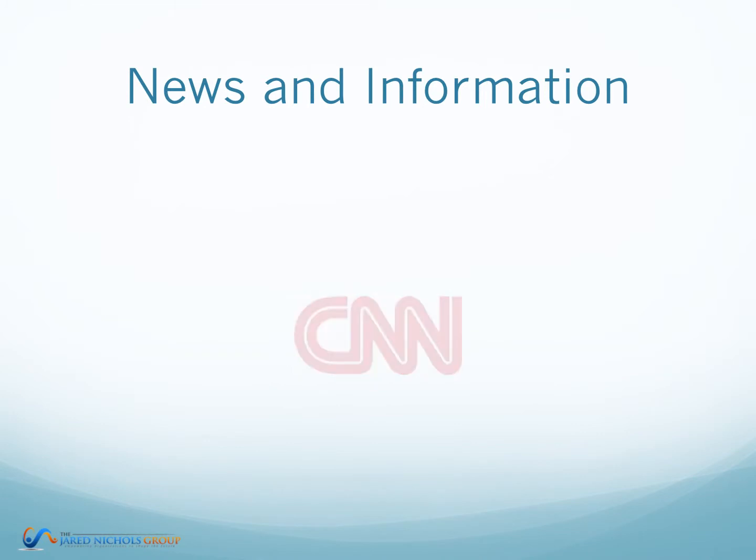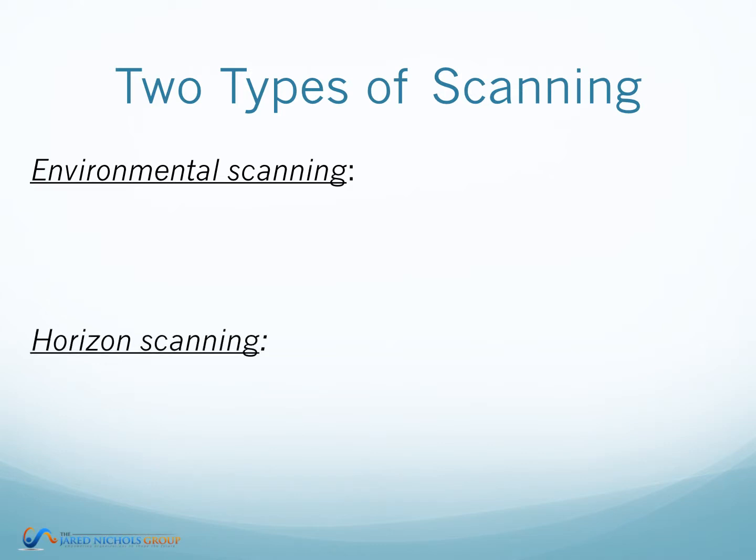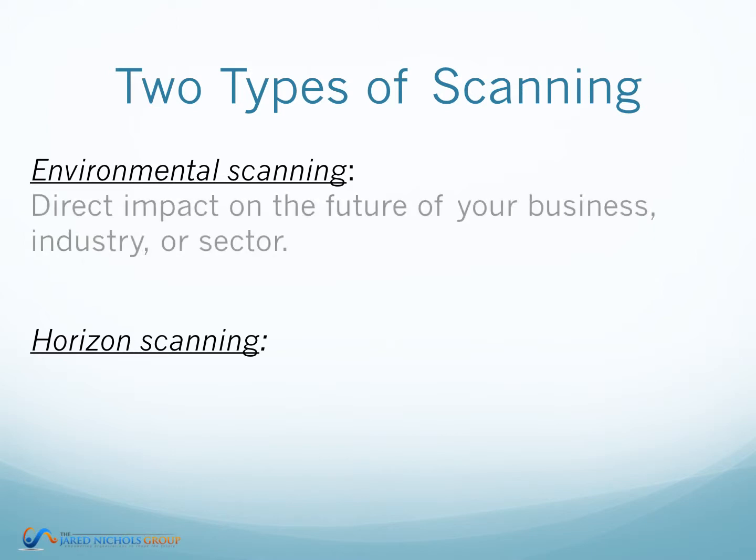There are 2 types of scanning that we'll discuss in this module. First is environmental scanning, and the second is horizon scanning. Environmental scanning is a process of looking for clues and information about sudden changes or emerging trends and issues that have a direct or immediate impact on the future of your business, industry, and sector. And this form of scanning is often more deliberate and purposeful, specifically looking for information around a certain issue or topic that is relevant to you, your business, or your industry.